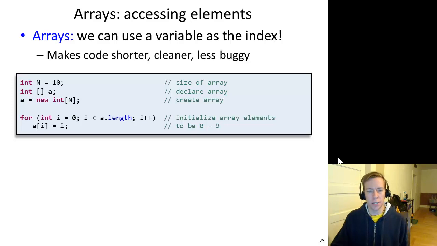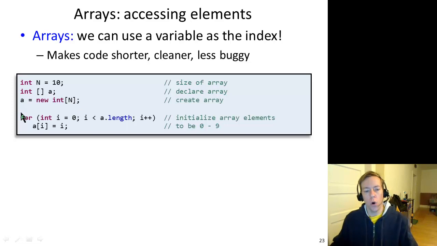That was still a little tedious, right? And I can use a loop. Now that we know about loops, why go through it like that? I can declare my array. I've just split it up into two lines. I could have done it in one line. This line declares the array a. This line creates the array, makes those slots available.